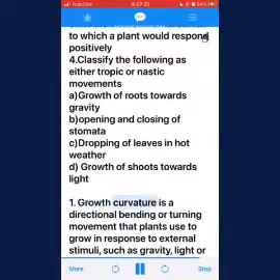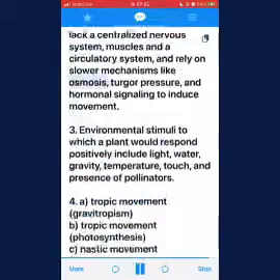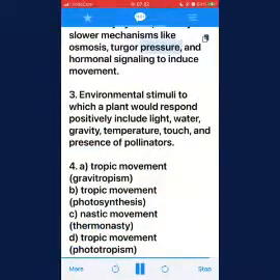1. Growth curvature is a directional bending or turning movement that plants use to grow in response to external stimuli, such as gravity, light or touch. 2. Movement in plants is slower than in animals because plants lack a centralized nervous system, muscles and a circulatory system, and rely on slower mechanisms like osmosis, turgor pressure, and hormonal signaling to induce movement.